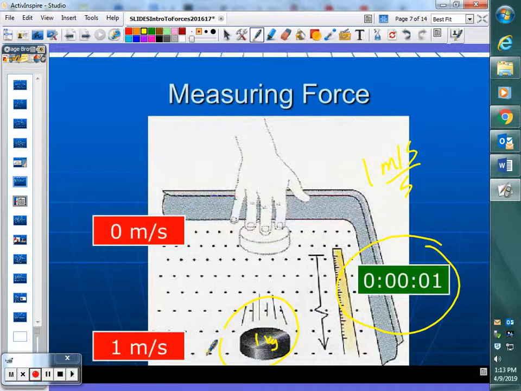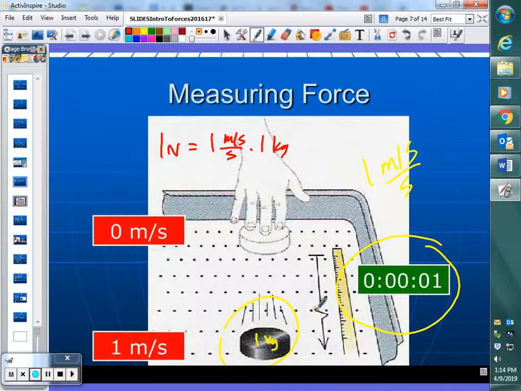A Newton is about the force it takes to bring an apple up to your mouth in order to take a bite of it. That's barely anything. A Newton is not very big. Now, let's do this. So, 1 Newton equals 1 meter per second squared for every 1 kilogram.